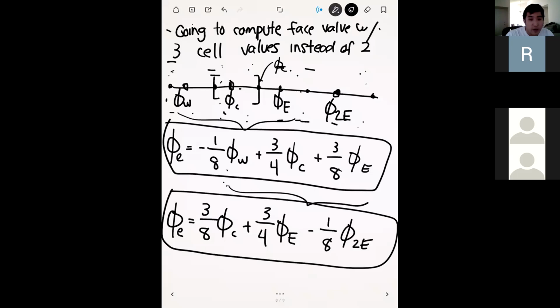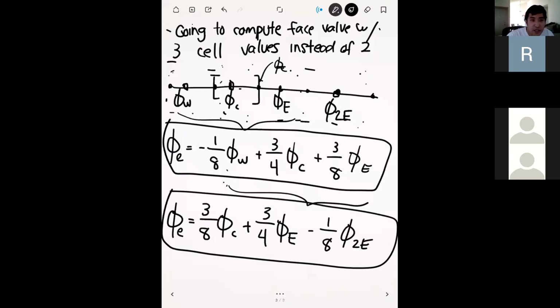So if we include the three cells on the right, our value for phi sub little e is going to be 3/8 phi sub big C plus 3/4 phi sub big E minus 1/8 phi sub 2e. Okay. So we have two different versions of this. But you can see the coefficients are the same. In both expressions, we have a 3/8, a 3/4, and a minus 1/8.